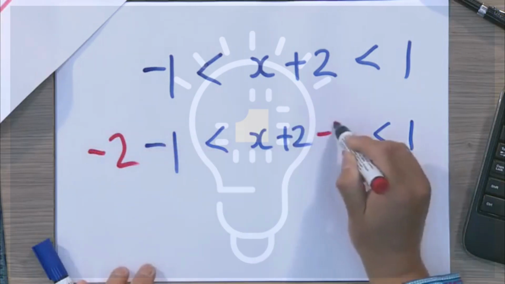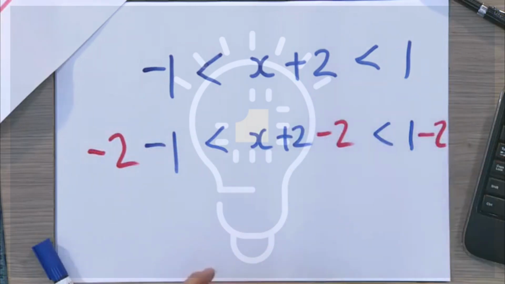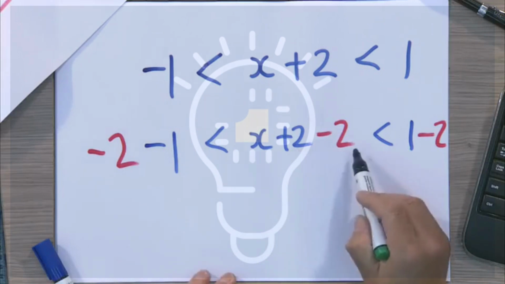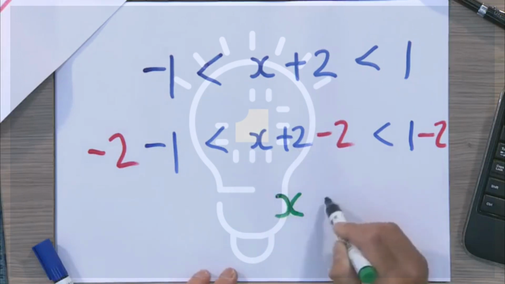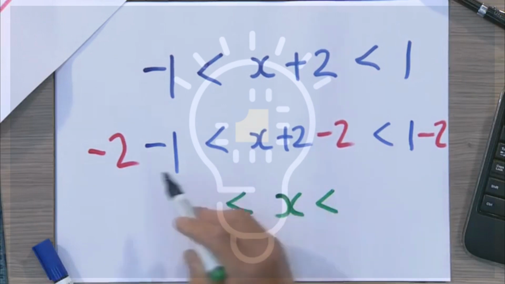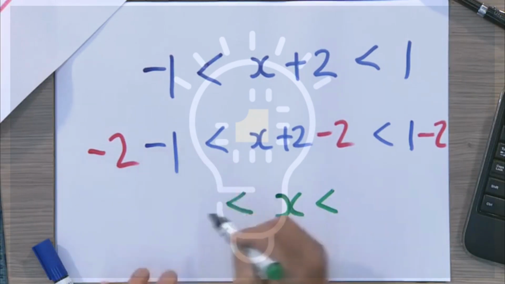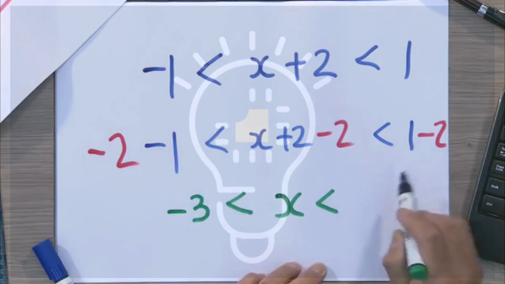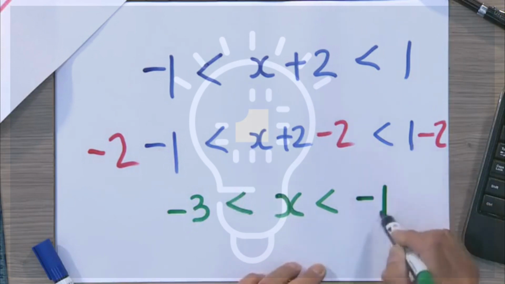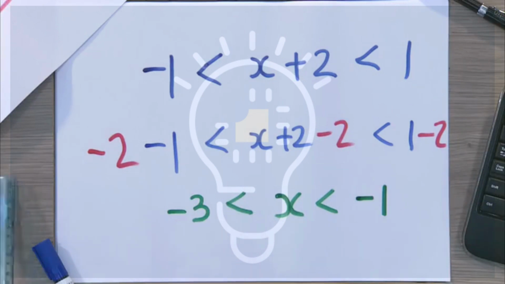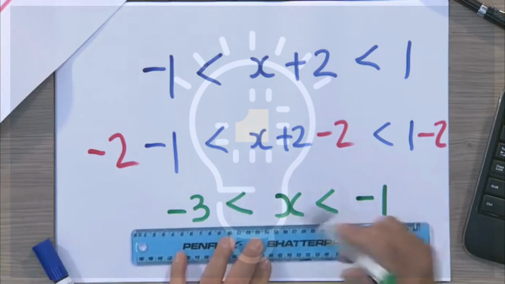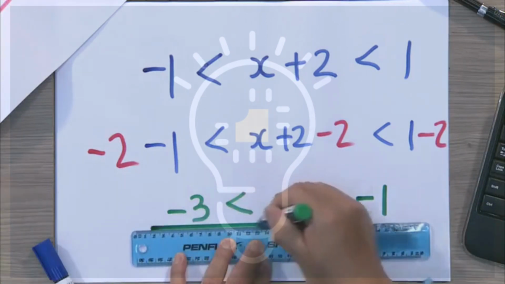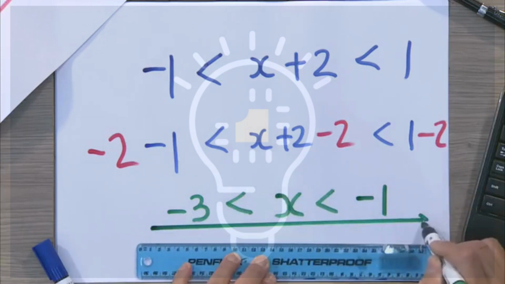-2, -2, -2. And now, if we have to simplify that, we know that 2 minus 2 is going to be 0, so we're going to be left with an x here. That's what we want. And -2 minus 1 is going to be -3 there. And this side, 1 minus 2, we know that this is going to be -1. Here is the solution to this particular mathematical situation. There is our answer right here.